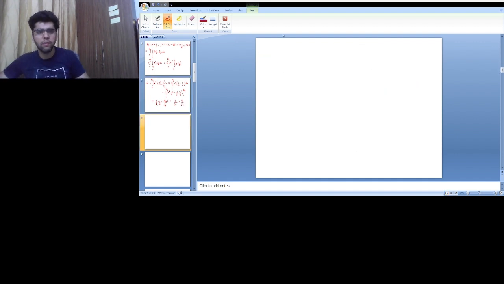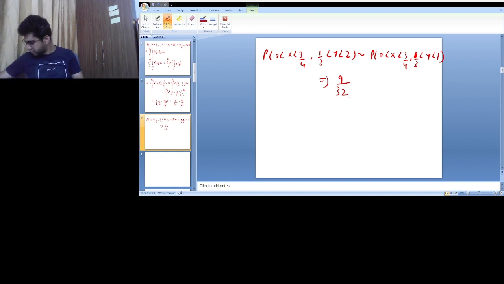So my probability of x lying between 0 and 3/4, comma y lying between 1/3 to 2, which is equal to the probability of x lying between 0 and 3/4, comma y lying between 1/3 to 1, and this is equal to 9/32. Let me just check. Yes. So this is 9/32.